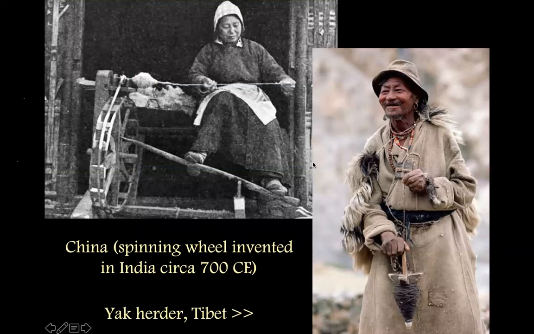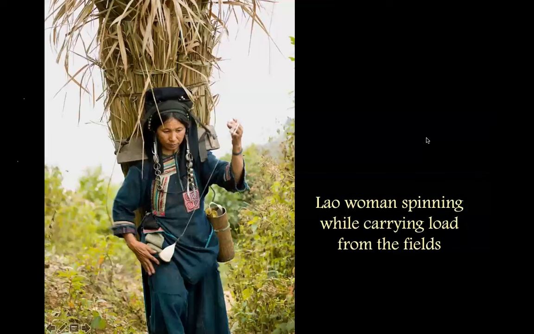Now, the spinning wheel was probably invented in India, but it spreads over into China. It comes to Europe around the 1400s or so. So a lot of the pictures, this wheel has been in use already for thousands of years. And this is a man. There are some places where men are also doing the spinning. And in this case, in Tibet, he's out herding yaks. So, you know, there's not a lot to do there. So he's making himself useful and creating thread.